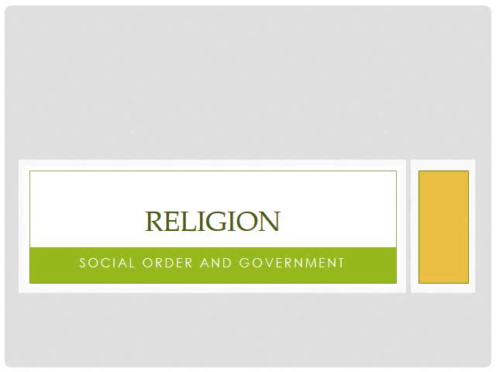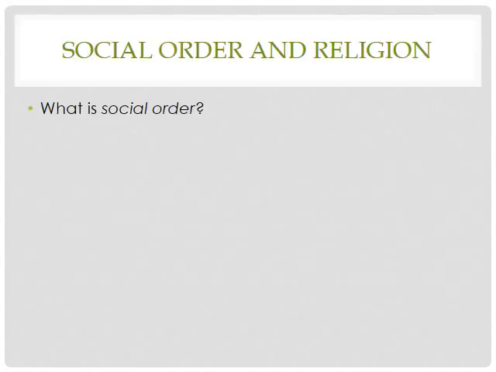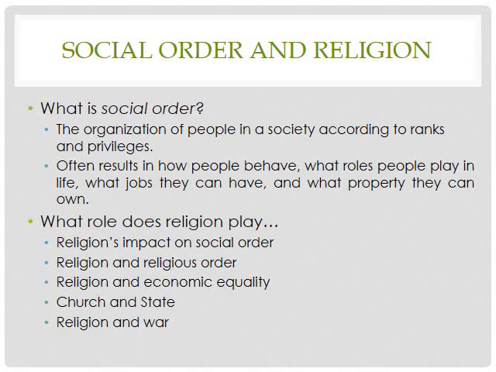Welcome back, everybody. So, this new chapter looks at the role that religion plays with social order and government. First basic question to ask is, what is social order? That refers to how people in a society are organized according to ranks and privileges. And social order often results in our behavior, what roles we play in life, what jobs we can have, and what property we can own.